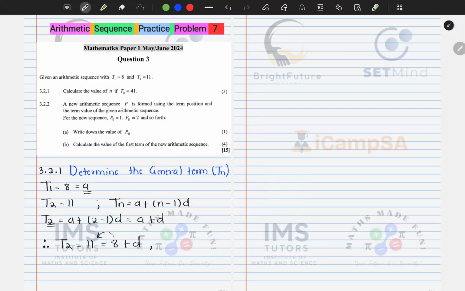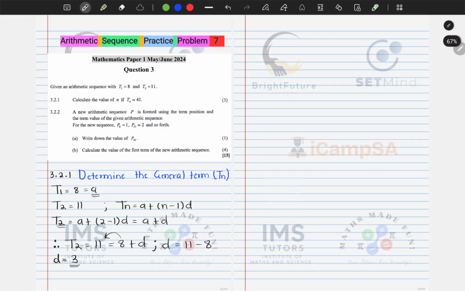So I can transpose this so that I get D as 11 minus 8. And when you do the maths, you should be able to see that 11 minus 8 will give you 3. So we're now in a position to go and have our Tn. So our Tn will be A plus n minus 1 times D, but we already have our A, which is 8. So we'll have 8 plus n minus 1 times our D, which is found as 3. So this means we'll have Tn equaling 8 plus 3n minus 3, which will end up being 3n plus 5.